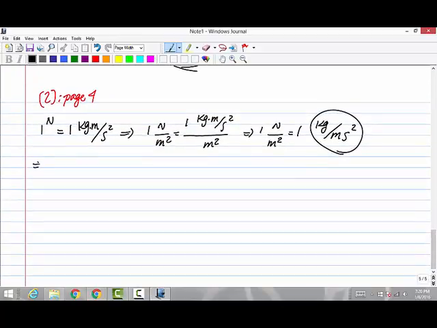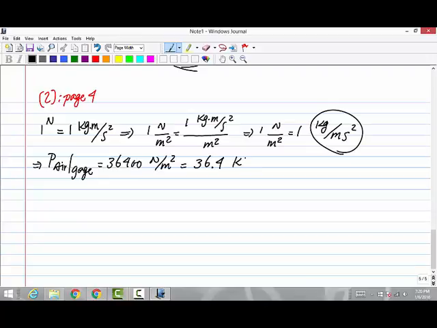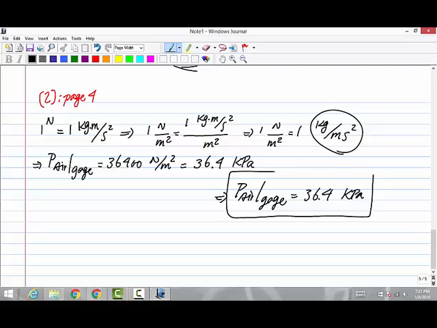So I can substitute the unit. P air gauge equals 36,400 Newton per meter squared, and this is defined as Pascal. So in kilopascal it would be 36.4 kPa. This is the final answer.